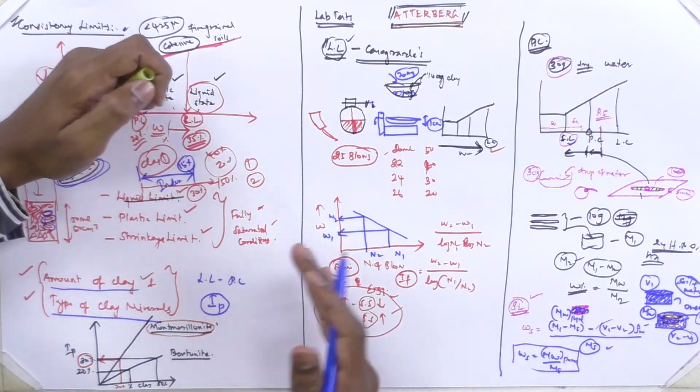So with these three consistency limits, liquid limit, plastic limit and shrinkage limit, I hope you have understood the relative concepts and how to determine these in the laboratory. It is very simple as explained. The major thing about consistency is that the amount of clay present and the type of clay present can be described.